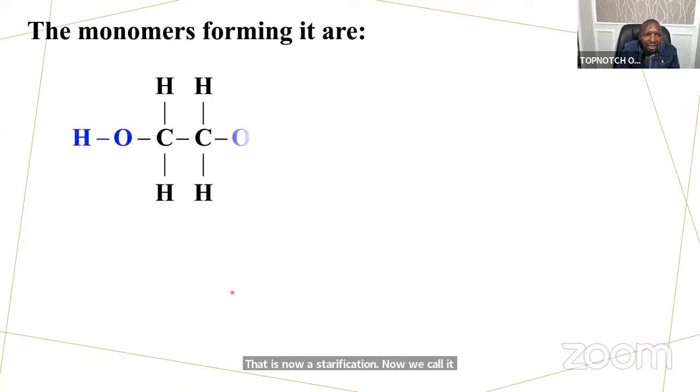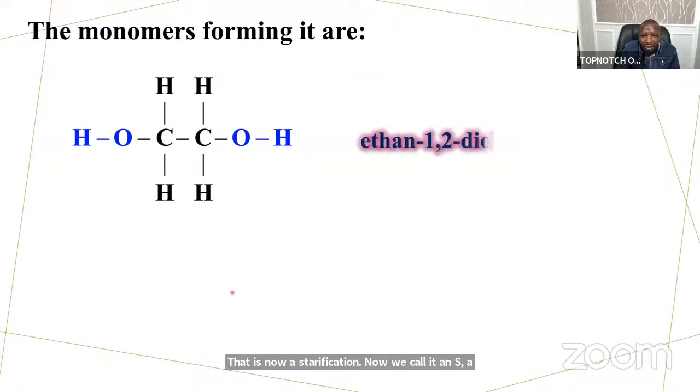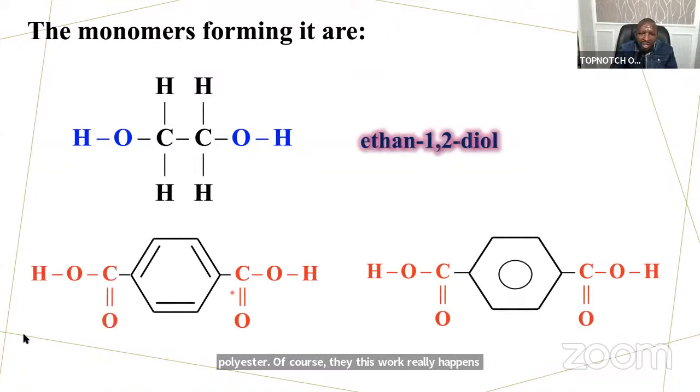Of course, this is what really happens. We are going to have ethane 1,2 diol. This is called ethane 1,2 diol because it has two OH groups, one on the first and the other one on the second. Then we are going to have the benzene 1,4 dioic acid. I think somebody will be asked, why do we call it benzene 1,4 dioic acid? It is a dioic, means it has two carboxyl groups.